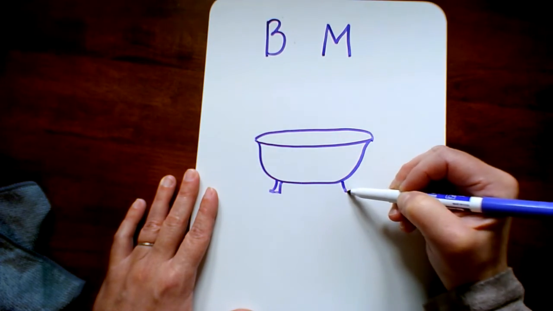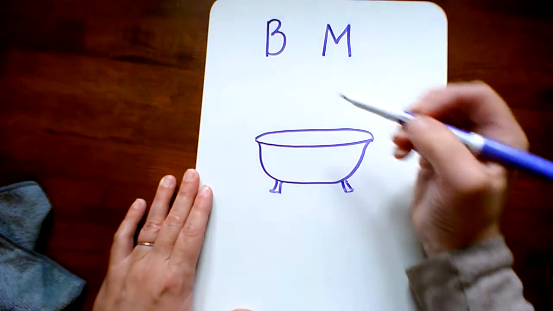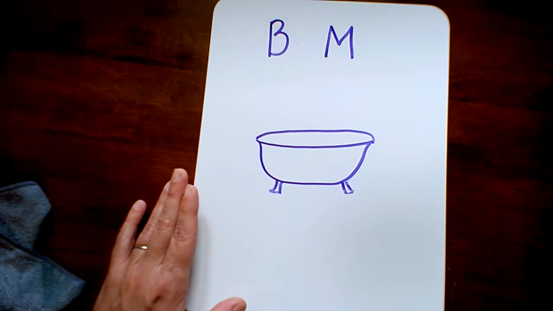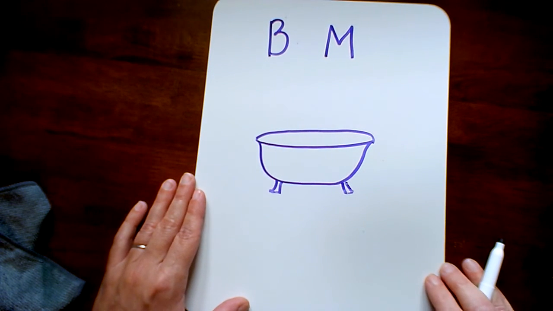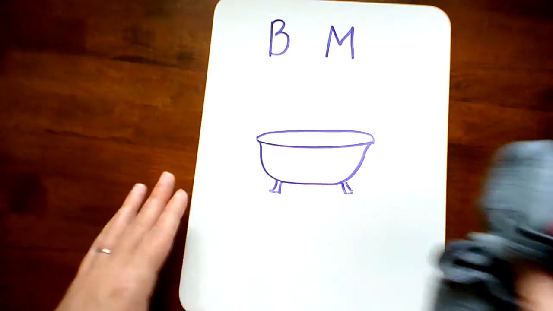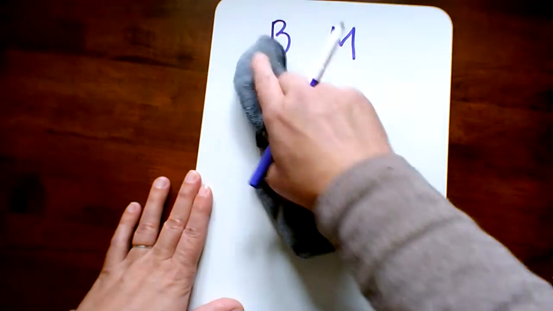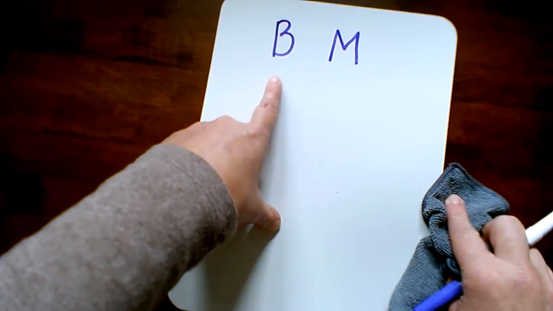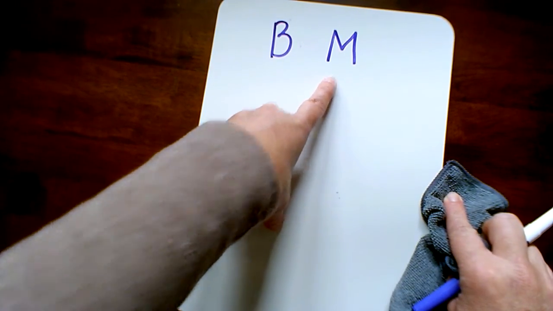Let's do this one. You might not be able to recognize it right away, but this is a kind of fancy bathtub. So, bath. Bath starts with which one of these? B. Okay. So B and M, those are going to be our two letters for today.